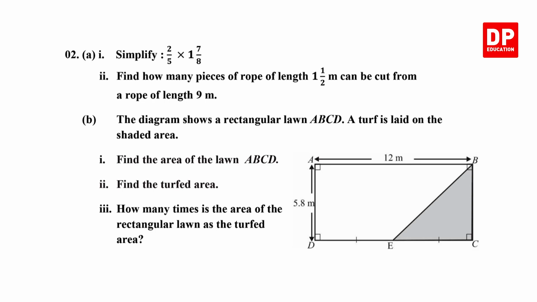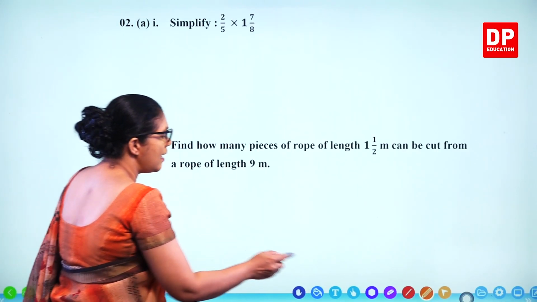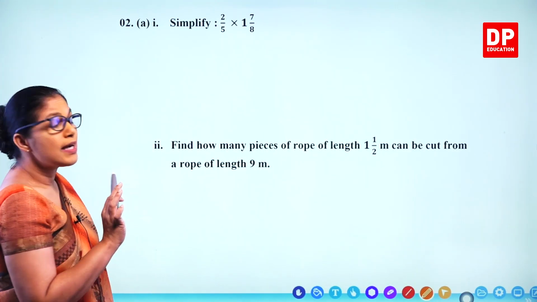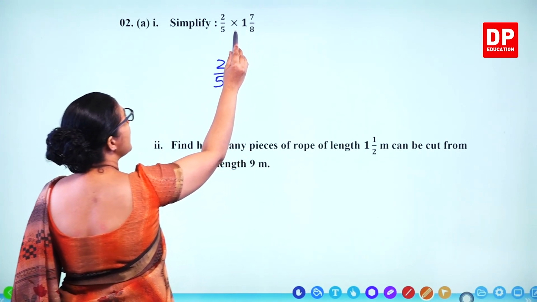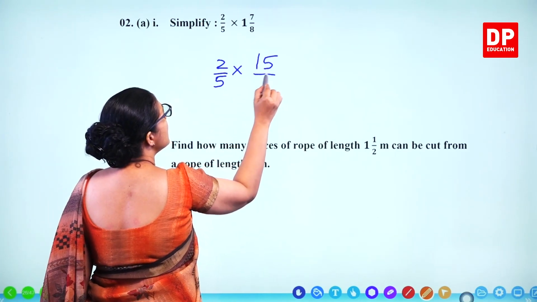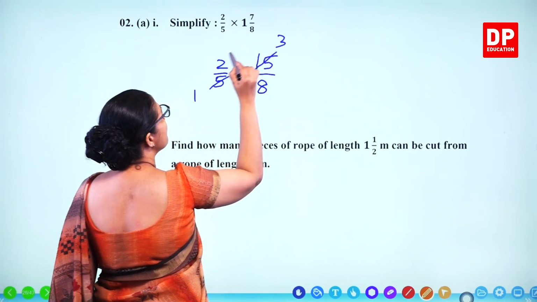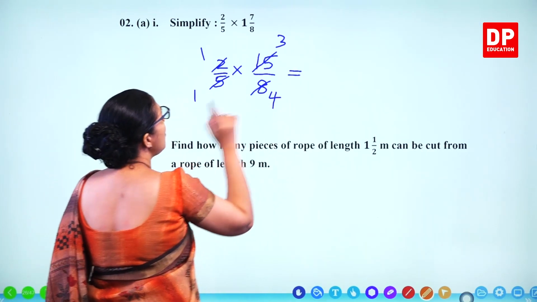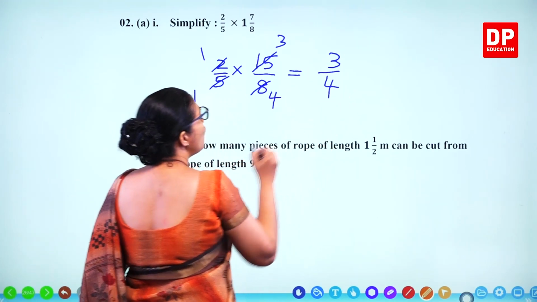Let's do question number 2. So you get 2 sections, part A and part B. Simplify. Fraction multiplication. So what's the first step? You can convert to improper fraction. So 2/5 into 8 times 1, 8. 8 plus 7, 15 over 8. So 5 times 1, 5 times 3. 2 times 1, 2 times 4. Now we can multiply numerator separately. 1 times 3, 3. 1 times 4, 4.